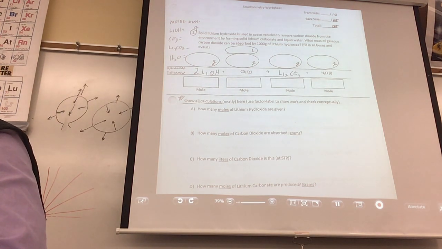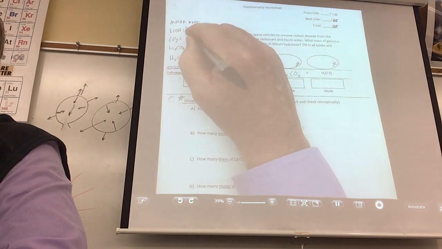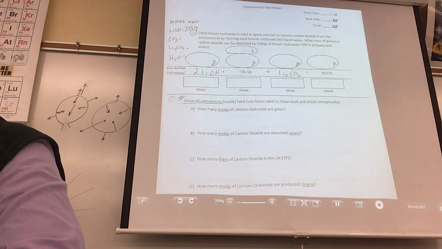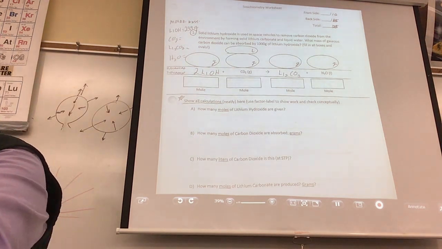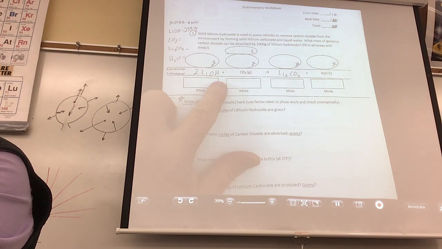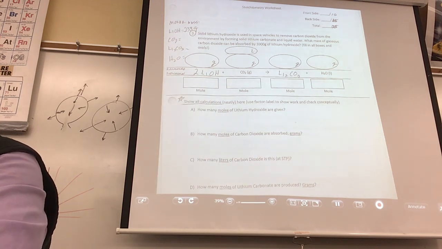Which one, Dan? 23.9 for lithium hydroxide. Okay, 23.9, even 24 would probably be okay on that one. And how does he get that? He looks on the periodic table: 1 lithium, 1 oxygen, 1 hydrogen. Does everybody know how to do that? Does everybody have a periodic table in front of them? So you have 6.9 plus 1, that's 7.9, plus 16. Does everybody get that?